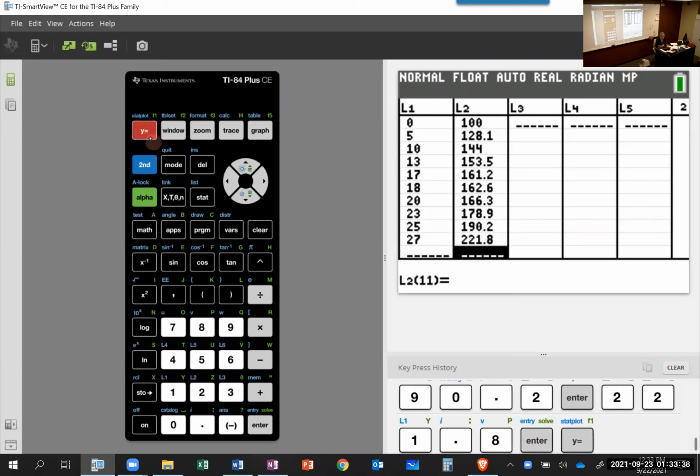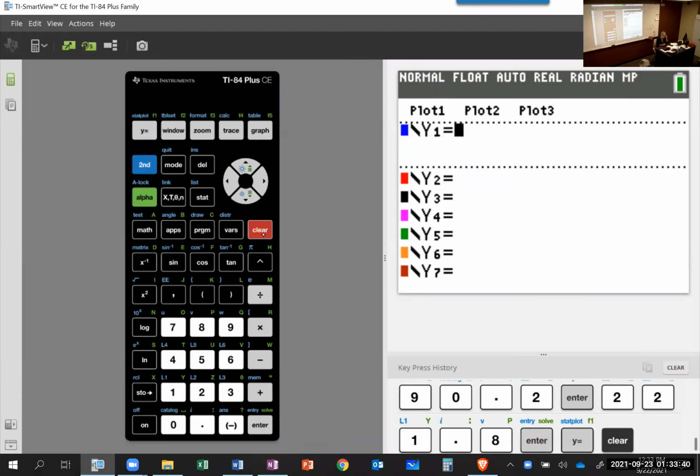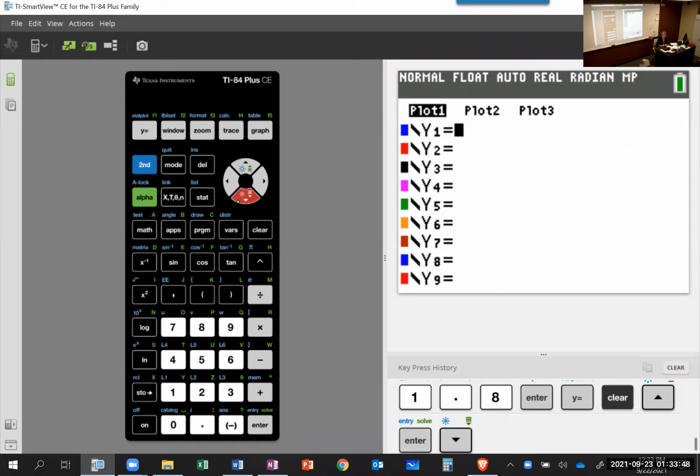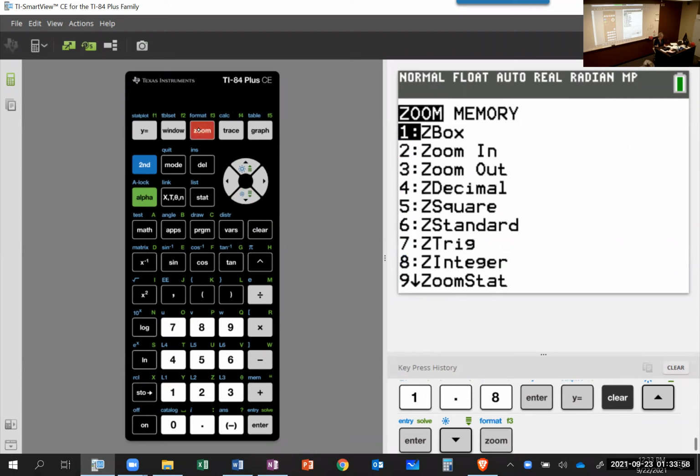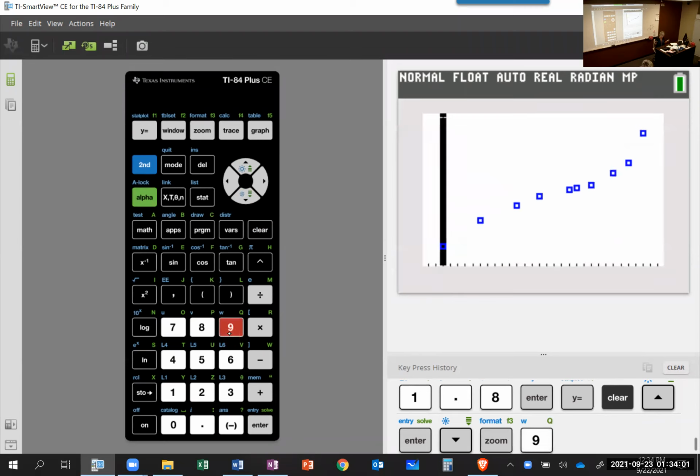Okay, so we've got to go to our y equals, clear out the function that we had there. Arrow up and turn your plot on. And arrow back down. Now let's see if I can go to Zoom 9. Oh, good, that worked pretty well. I don't have to adjust my window. So I hit Zoom 9 for Zoom stat, and it threw up my data there in a window that I could see it in, right? I didn't have to adjust the window.